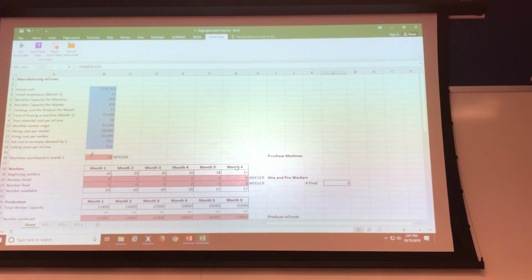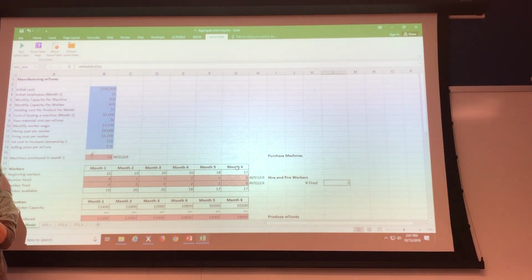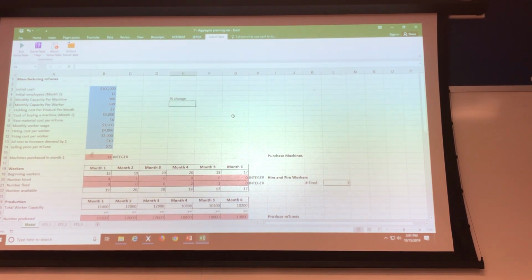I'm gonna, for the first time with our models, do something that we'll do a lot of times after this. And that's modify the model to incorporate the ability to change it into the model, okay? So where this number is 600 right now, I don't want that to be a static 600 anymore. I want it to be something that can change incrementally by 1%, okay? I want it to be something that can change. So what I'm gonna do is go over here to the side and put a couple of labels in. Percent change, and right below it I'll put 0%.